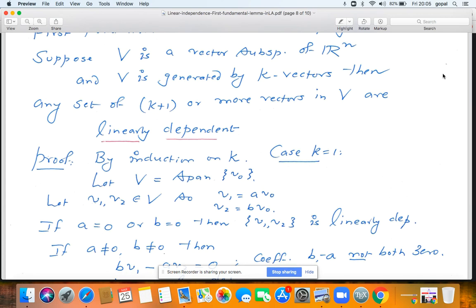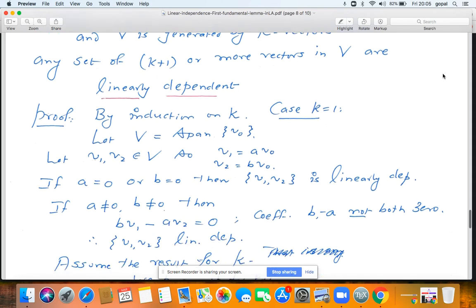multiple of V0. If A is 0 or if B is 0, then the set V1, V2 contains the origin, so it's linearly dependent. So we may proceed by assuming that A is not equal to 0, B is not equal to 0. And then we see that BV1 minus AV2 is 0. And the coefficients B and A in this case are both non-zero. We only need one of them to be non-zero, but both are non-zero. Fantastic. So V1, V2 is linearly dependent. The induction base is established.